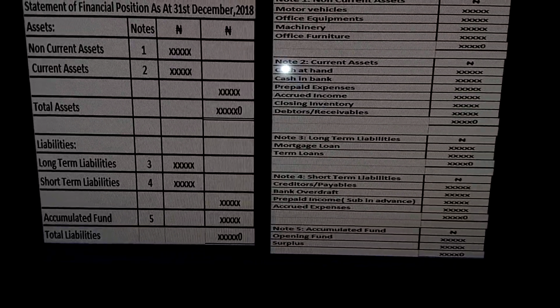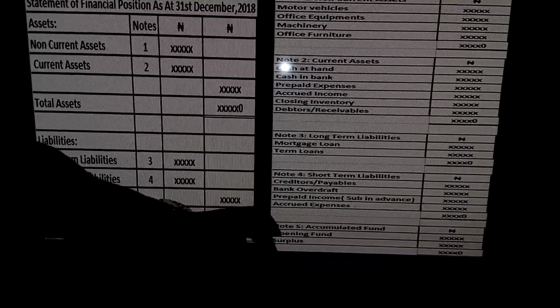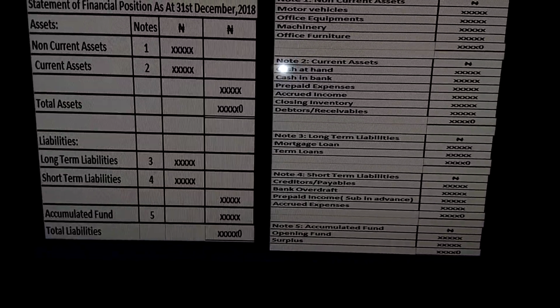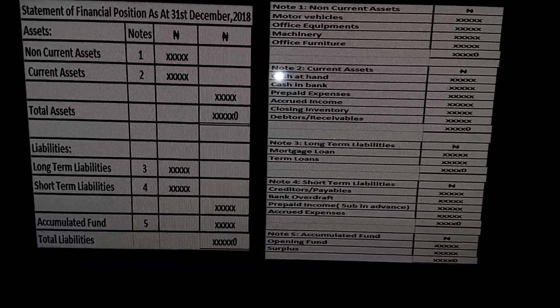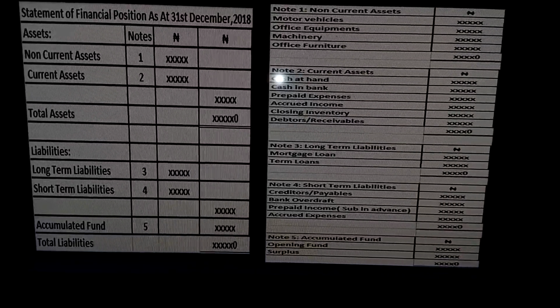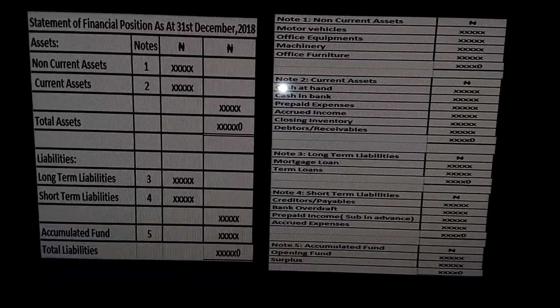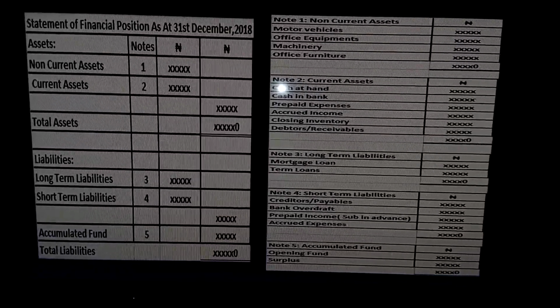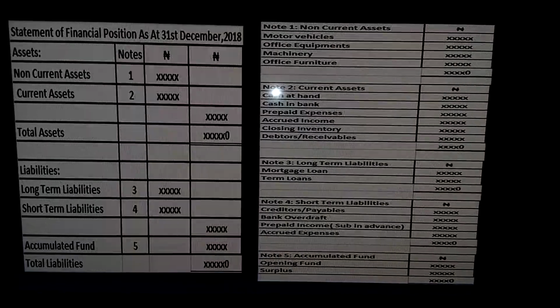Now your owner's equity aspect, you don't use owner's equity, you use accumulated fund. So you have your accumulated fund. Your accumulated fund can change from time to time. If you make enough surplus, it will increase your accumulated fund. If you make deficit, it will reduce your accumulated fund. Just the same way, in a profit organization, if you make more profit, your capital or your owner's equity will increase. If you make losses, your owner's equity or your capital will reduce.